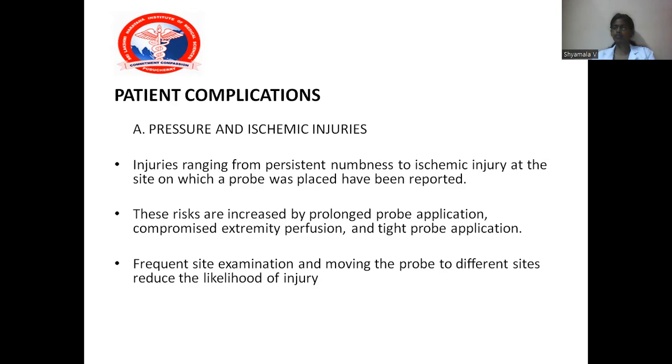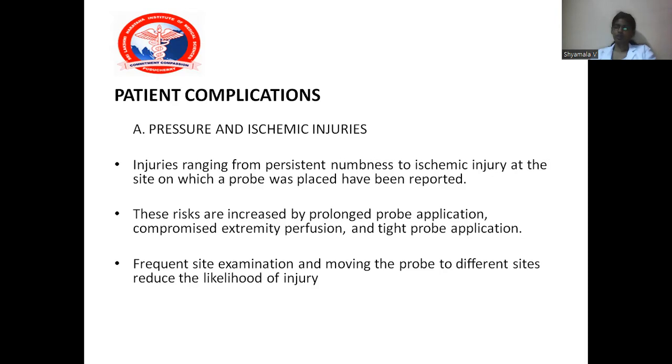If there is a rightward shift of the curve, as seen in conditions like acidosis, hyperthermia, and increasing 2,3-diphosphoglycerate level, there will be an unloading of oxygen to the tissues, that is, delivery of oxygen to the tissues. If there is a leftward shift of the curve, as seen in conditions like hypothermia, decreasing 2,3-diphosphoglycerate level, or alkalosis, there is less unloading of oxygen at the tissue level. P50 corresponds to a partial pressure of oxygen of about 26.6 millimeters of mercury.